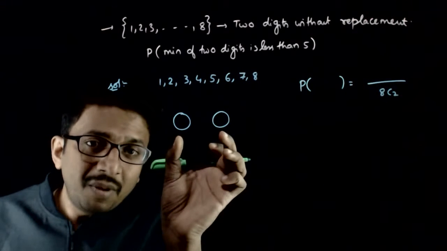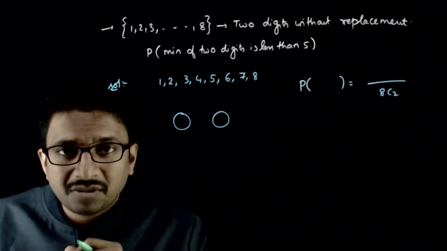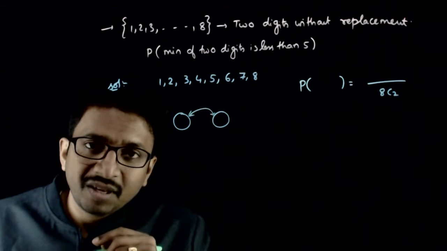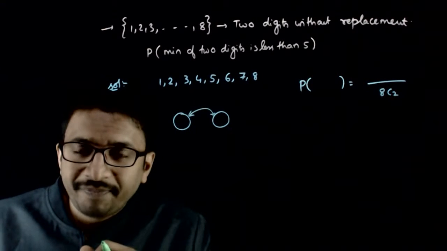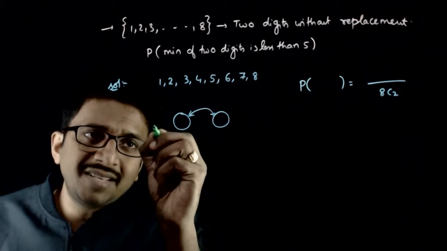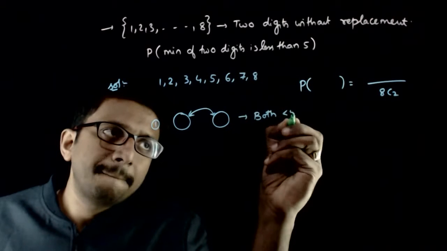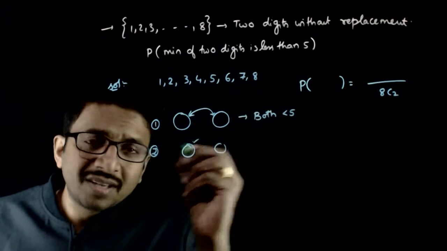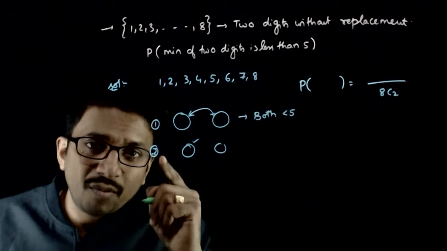If the minimum of these 2 has to be less than 5, there are 2 options. Either both of them can be less than 5. If both are less than 5, the minimum will be less than 5. There is no doubt about it. The second case is that exactly one of these 2 is less than 5.